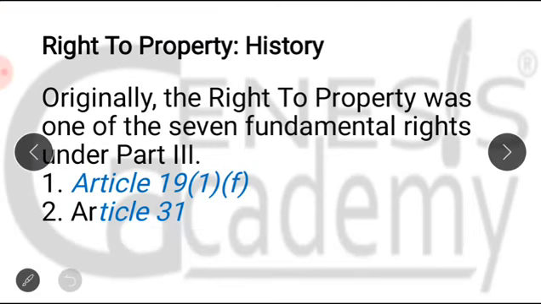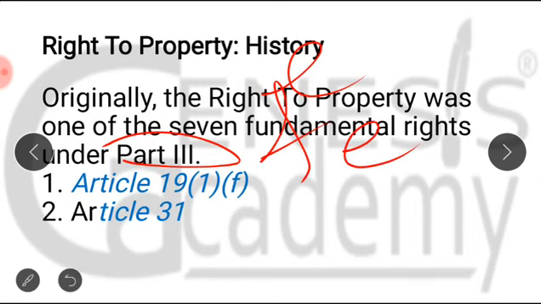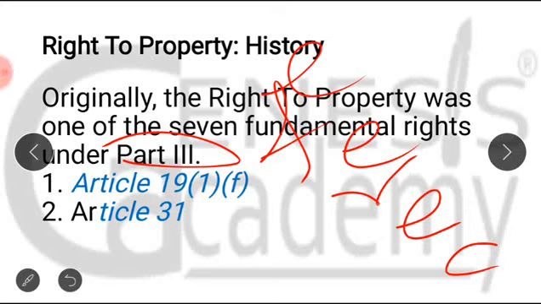Originally, right to property was one of the 7 fundamental rights. जैसा कि आपको पता है that there are presently 6 fundamental rights in the Constitution of India, enshrined in Part 3 of the Constitution: right to equality, right to freedom, right against exploitation, right to freedom of religion, cultural and educational rights, and right to constitutional remedies. And right to property was also a fundamental right in Part 3 of the Constitution. That means there were initially 7 fundamental rights, and at present there are only 6 fundamental rights.